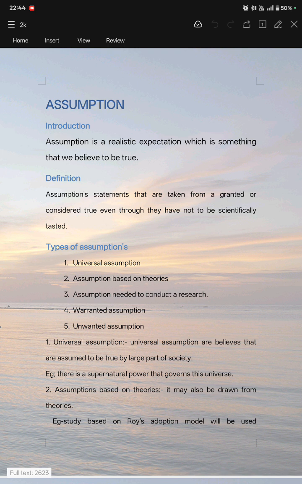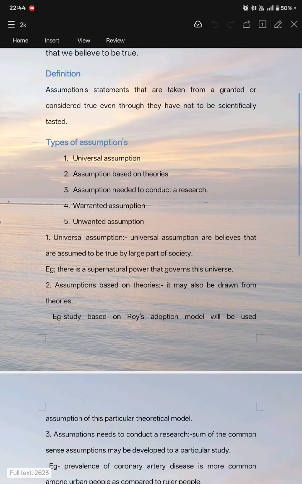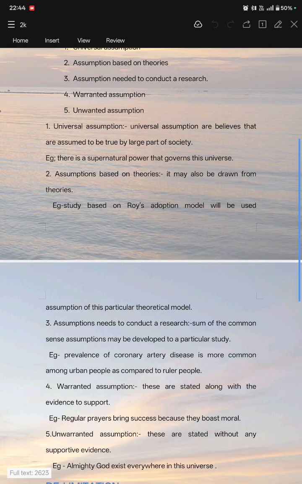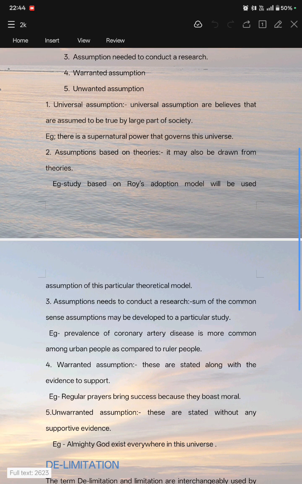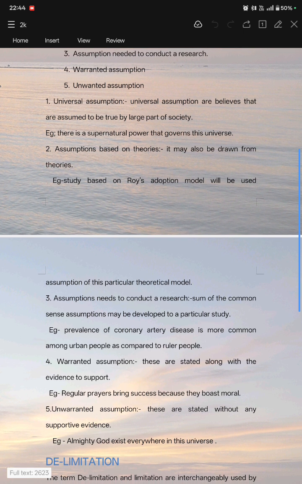Next is types of assumption. Five types of assumption: universal assumption, assumption based on theories. Third, assumption needed to conduct a research. Fourth, warranted assumption. Fifth, unwarranted assumption. Here is description of these types of assumption. You can see and have a look from the slide.